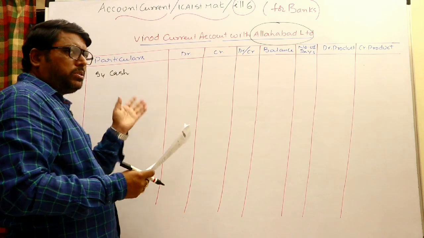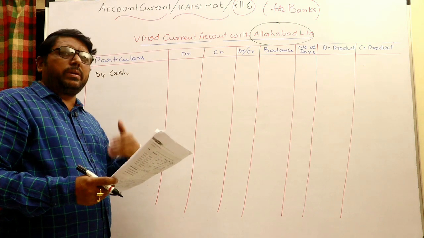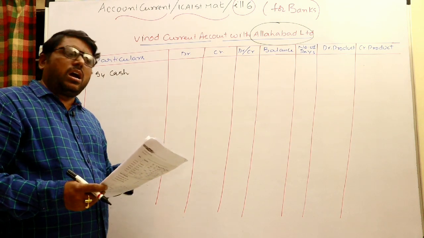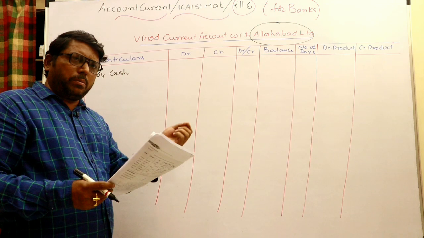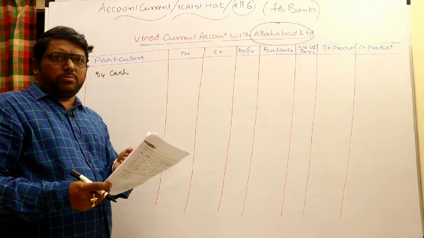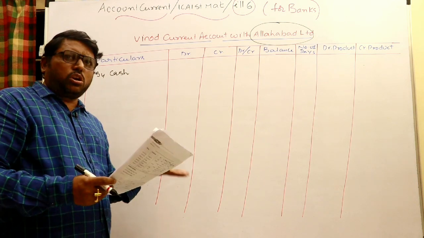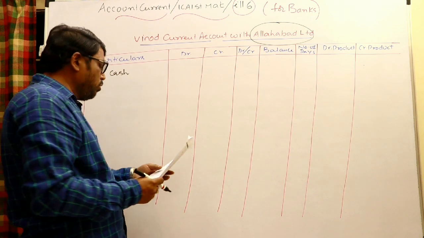So whenever he deposited money, simply write "by cash." Whenever he withdrew the money, "to cash." Amount paid to Vinod, to cash. Or you may write "to self" also. Generally it may be withdrawn by cheque, so with reference to cheque number and all that, you may write "to self." So by cash, to cash, by cash, to cash. Deposited by cash, withdrawn to cash or to self. Whatever you write, no problem.